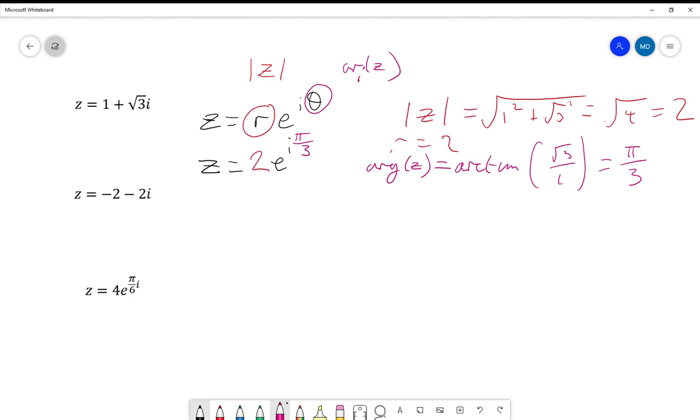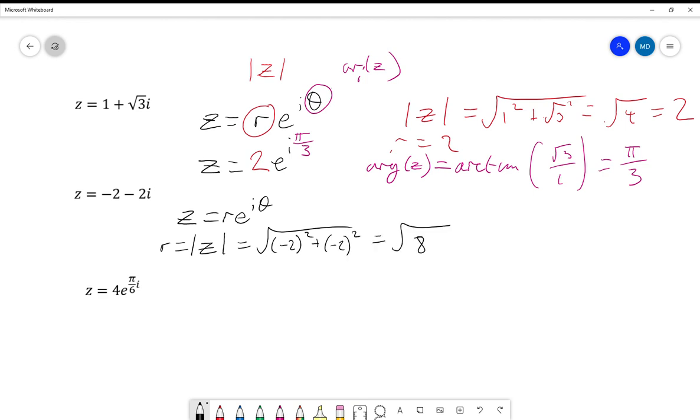Let's have a look at this one. Same thing again. z equals r e to the i theta. So r, the modulus of z, is equal to the square root of -2 squared plus -2 squared, which is equal to the square root of 8, which is equal to 2 root 2. And the argument of z is equal to arctan of -2 over -2, which is equal to pi over 4.